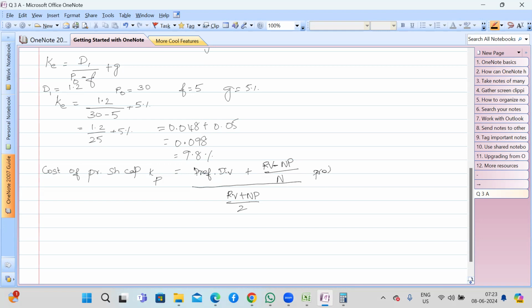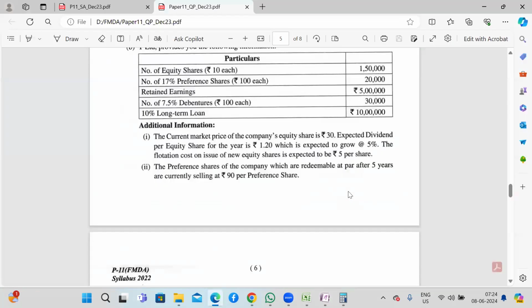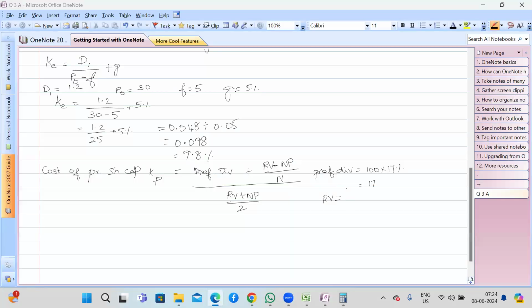So what is the amount of preference dividend? It is 17%. So 100 into 17%. Always remember, we are going to pay dividend only on face value, not on market value. We don't bother about market value when we are calculating dividend. So 100 into 17%, it will be 17 rupees. So what is RV? That is realizable value as market value.